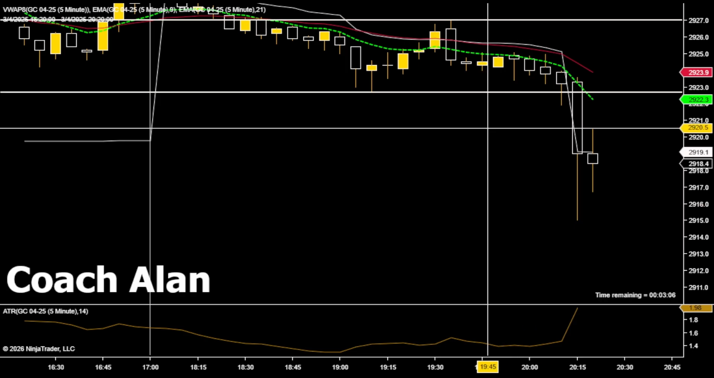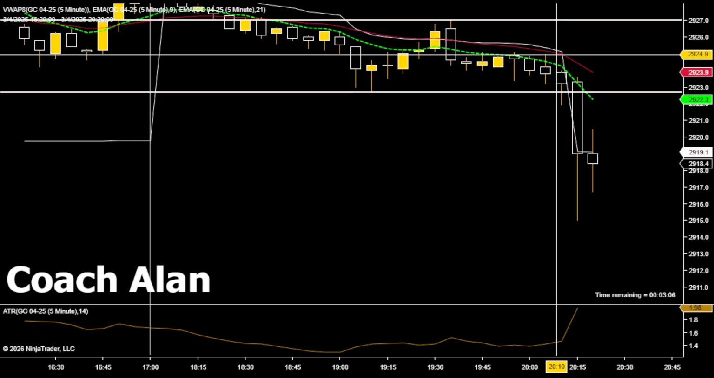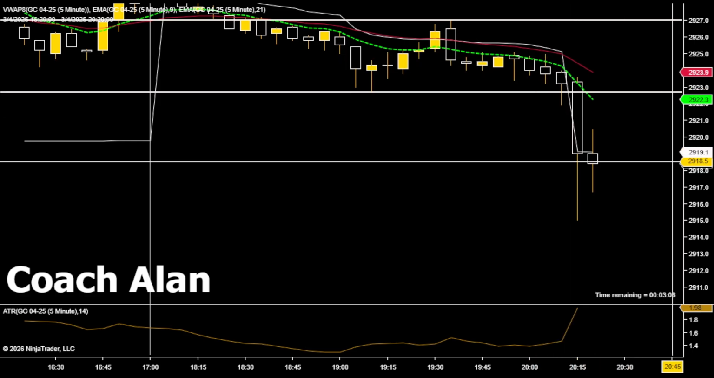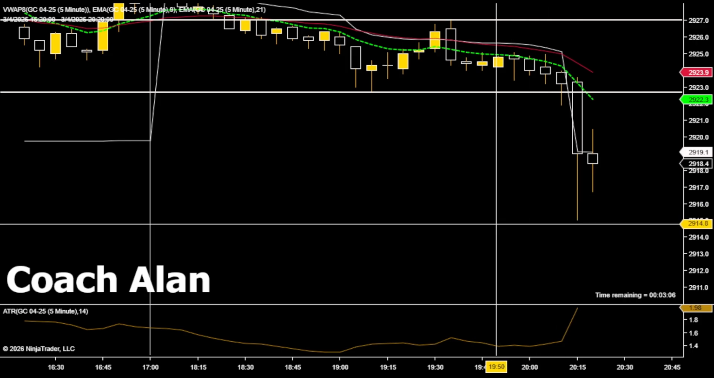And that's the whole strategy right there. Everything is still below the VWAP. Price is below the VWAP. Red is over the green, and they're fanning out, curving down. That's what you want to see. And that is the entire strategy.